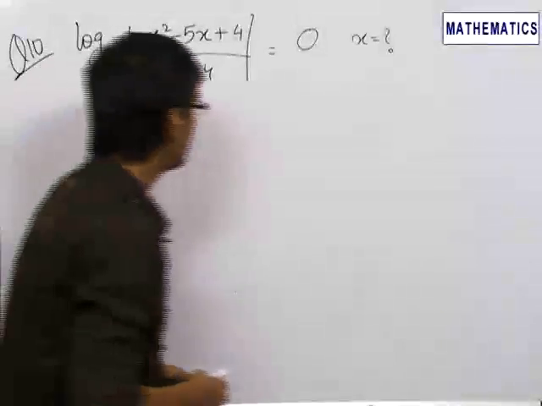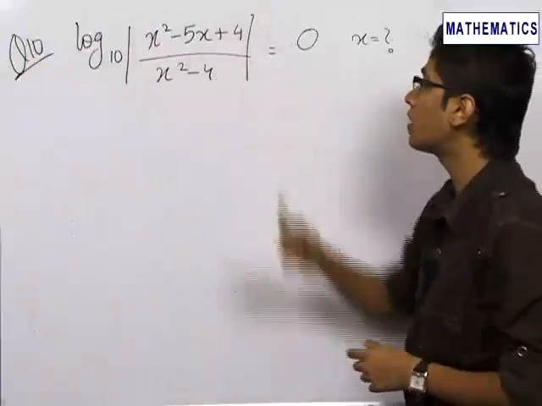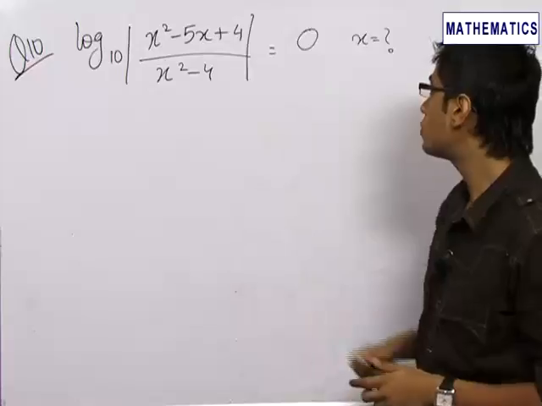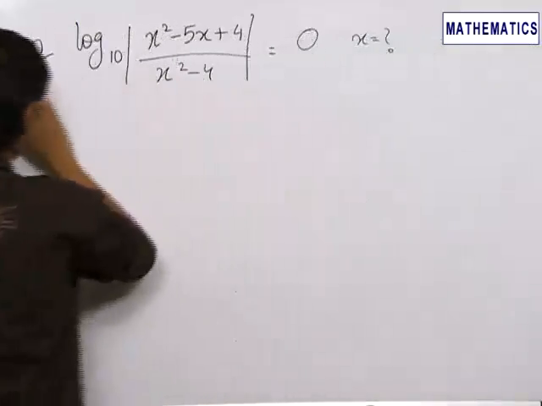The 10th problem which we have in hand is, we are given log of modulus of (x square minus 5x plus 4) upon (x square minus 4) to the base 10 is equal to 0, and we need to find the value of x satisfying the given equation.